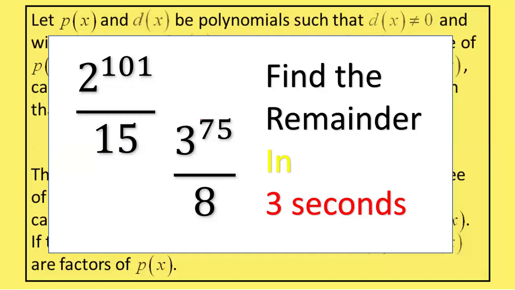Hello friends, in today's video we'll learn how to find the remainder of a very big number, 2 power 101 divided by 15. 2 power 101 is a very big number. When divided by 15, what is the remainder? Or 3 power 75, a very big number, divided by 8. What is the remainder? So how to approach this type of question?